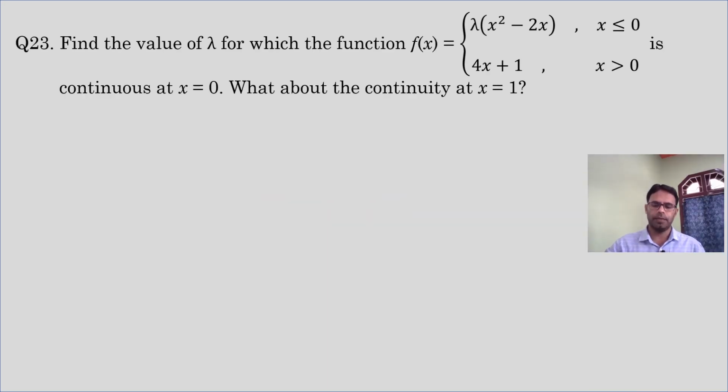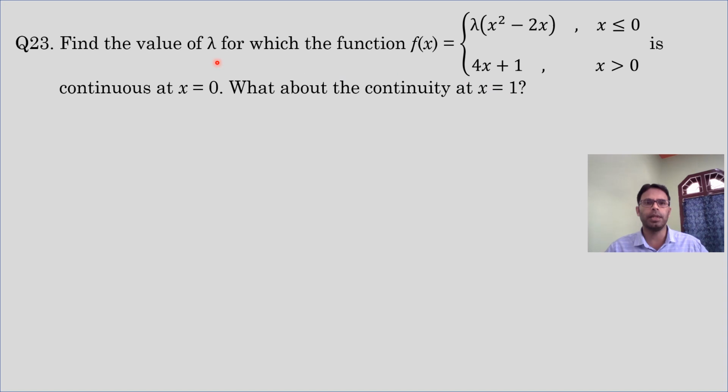Find the value of lambda for which the function f(x) is continuous at x equal to 0. And the second question is, what about the continuity at x equal to 1? So there are actually two questions. The first one, to obtain the value of lambda, and the second one, to say what about the continuity of the function at x equal to 1.